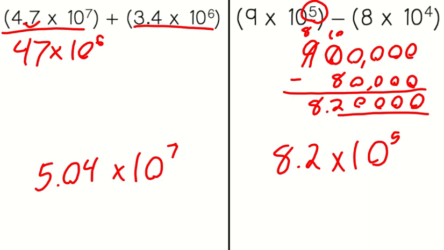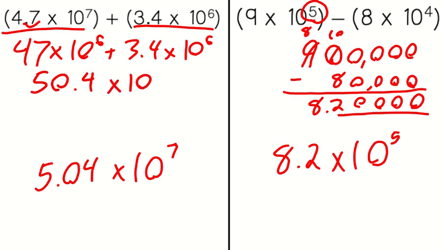Everybody follow what I did? I made it so there's one less digit to the right. That means I knocked down my exponent 1. And then we still have the 3.4 times 10 to the 6th. So now we add 47 plus 3.4. 47 plus 3 is 50 plus the 0.4. So I'd have 50.4 times 10 to the 6th power.